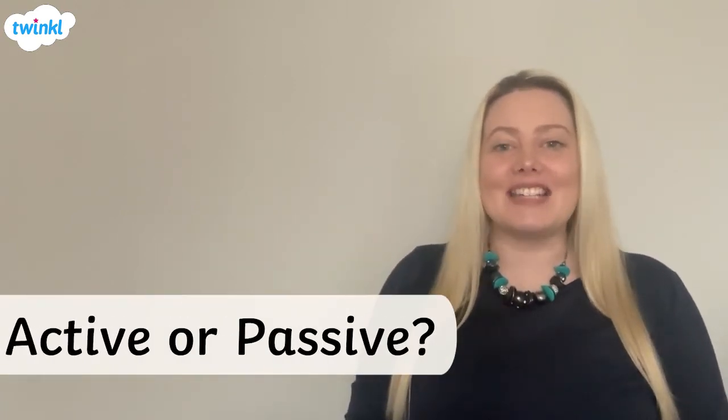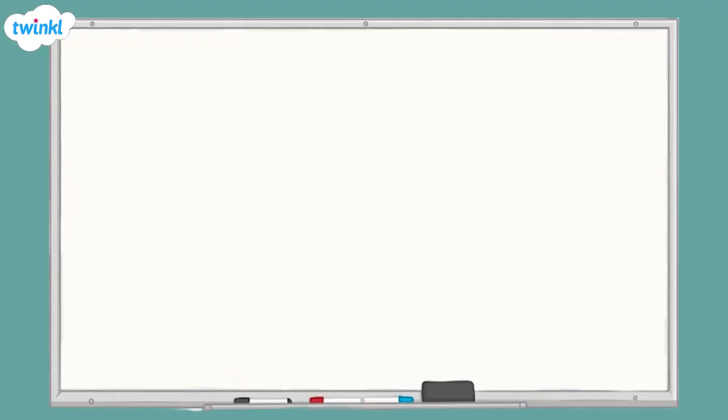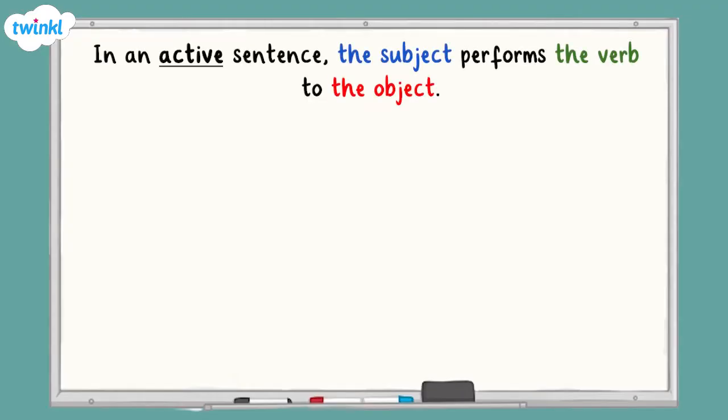Hi! In this video, we'll be taking a look at active and passive sentences. In an active sentence, the subject performs the action, the verb, to the object. Sentences in the active voice are usually written subject, verb, object. Let's take a look at some examples.